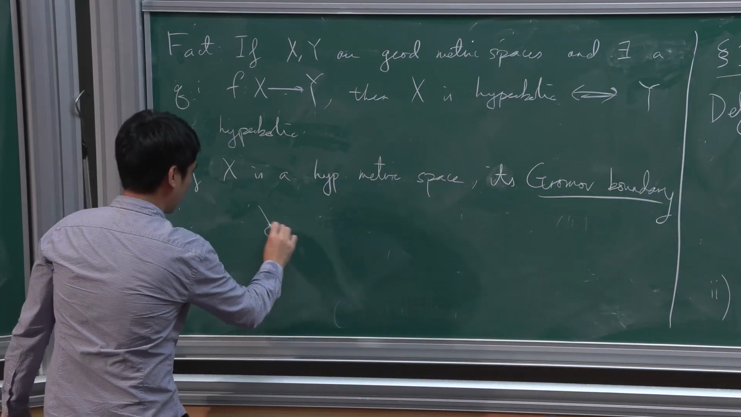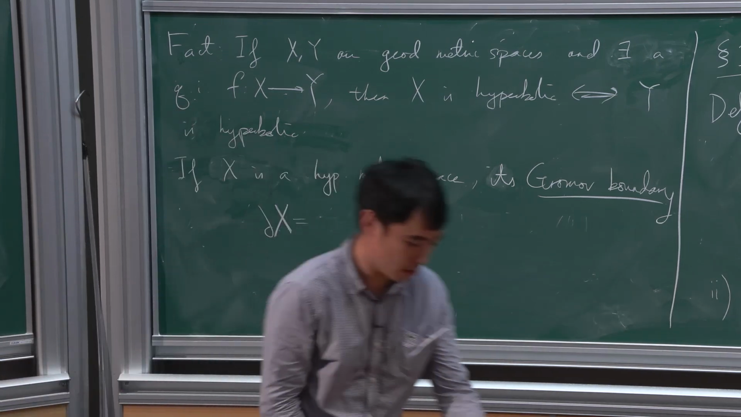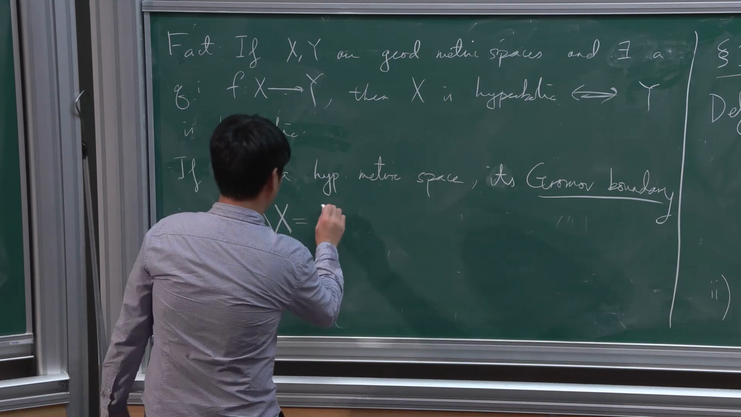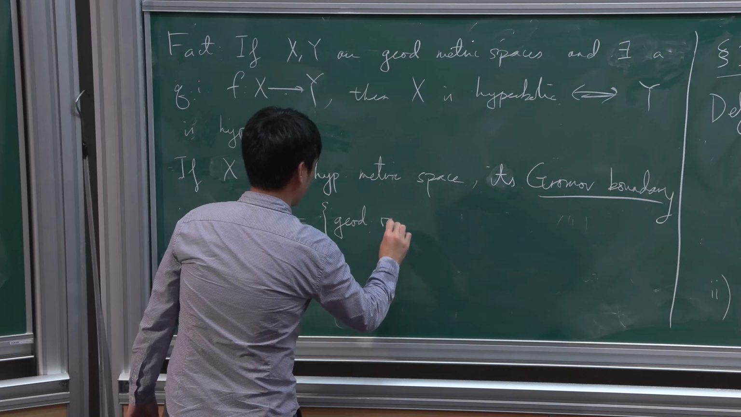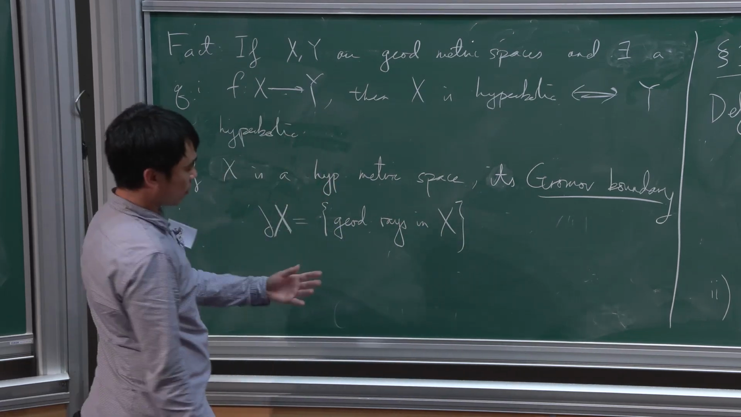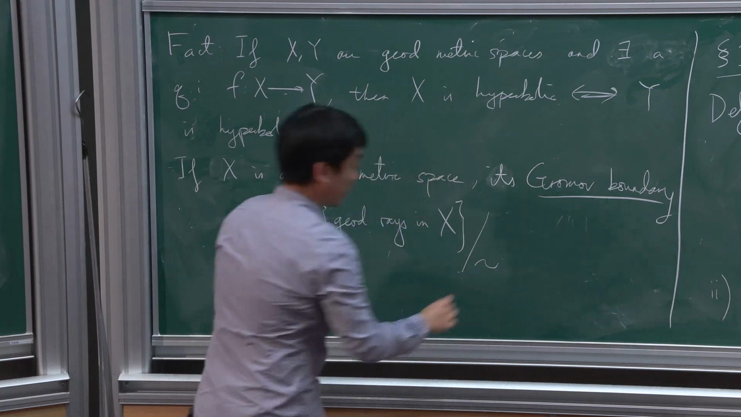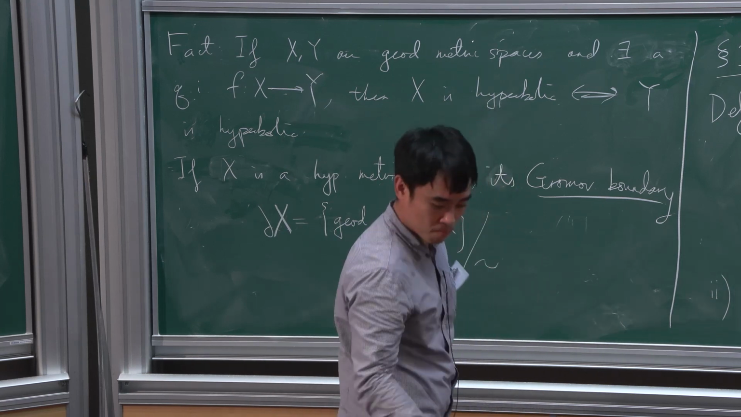Which I'll denote by partial of X, is the set of geodesic rays in X, considered up to a certain equivalence relation that we call asymptotic. So what is this equivalence relation?